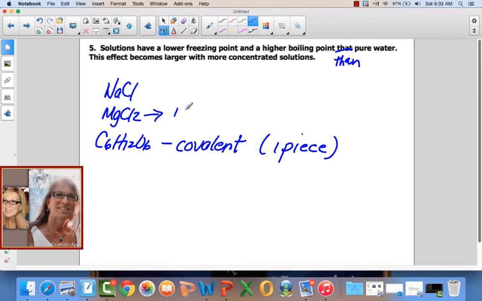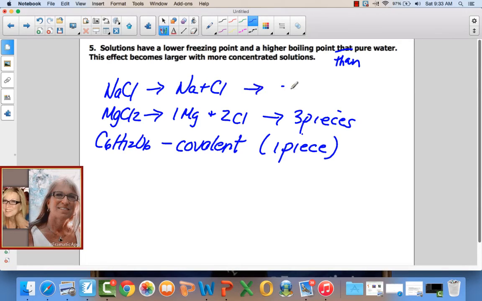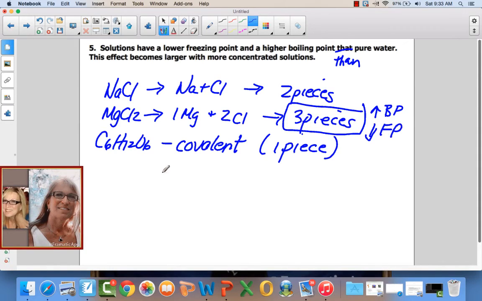MgCl2 separates into one Mg and two Cls. Therefore, that is 3 pieces. NaCl separates into Na and Cl, which is 2 pieces. So this one will have the greatest effect. It will raise the boiling point and depress the freezing point the most because it has the most ions in solution.